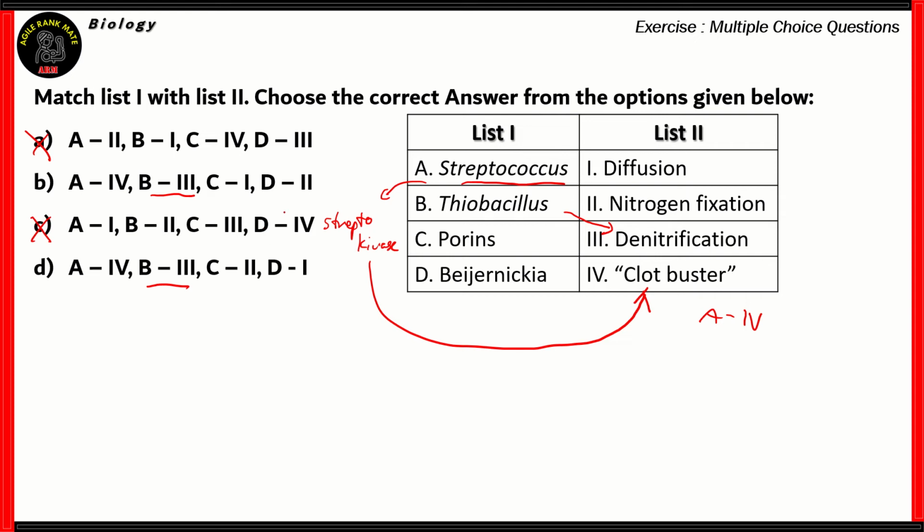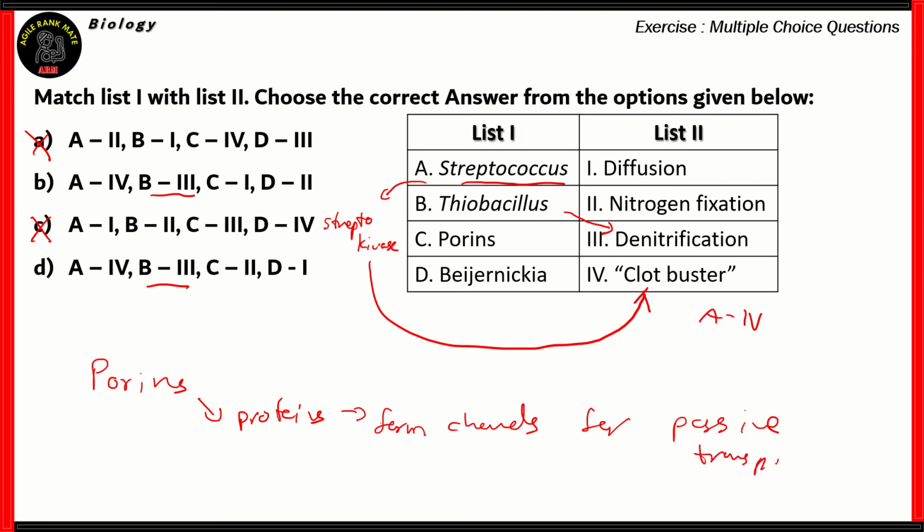So, how do we look at it? We have porins and Beijerinckia on one hand, and on the other hand we have diffusion and nitrogen fixation. So let's look at C, porins. What are porins? Porins are essentially proteins in the plasma membrane which form channels for passive transportation. Now, an example for passive transportation is diffusion. So therefore, porins would be correctly matched with number 1, diffusion. So C1 is actually the correct match.